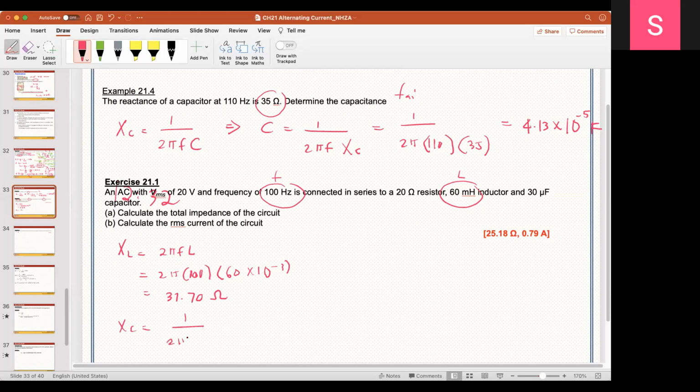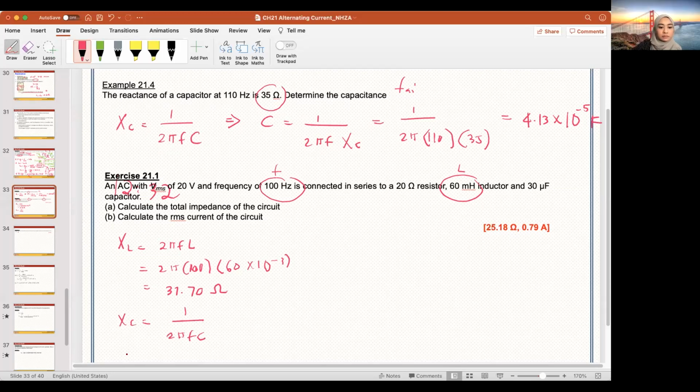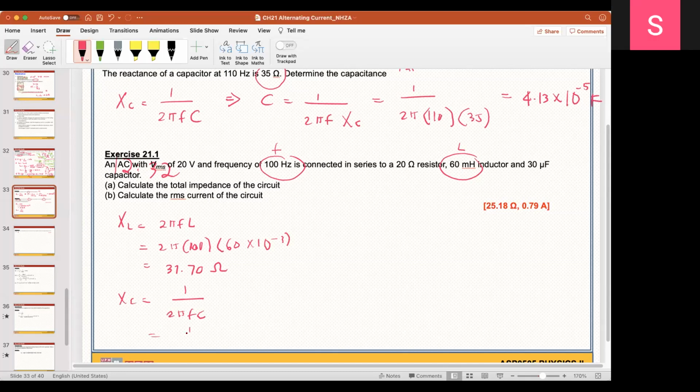1 over 2 pi FC. Okay. 1 over 2 pi, the F is 60.0 hertz. Why is the F 60.0 hertz? Wait, I counted. Wait, no, I'm looking at the wrong place. 100. I'm sorry. 100. Okay. So 100, the same for everyone.